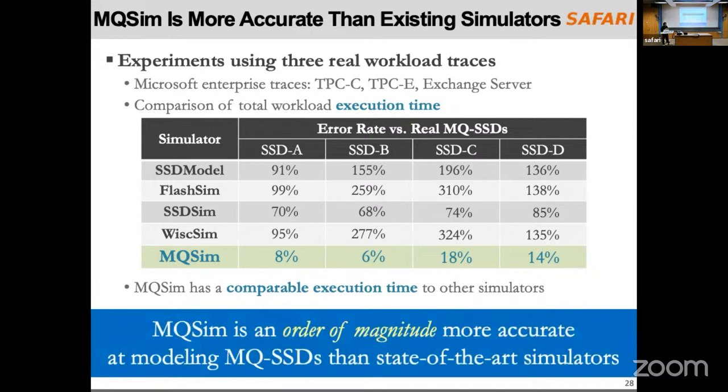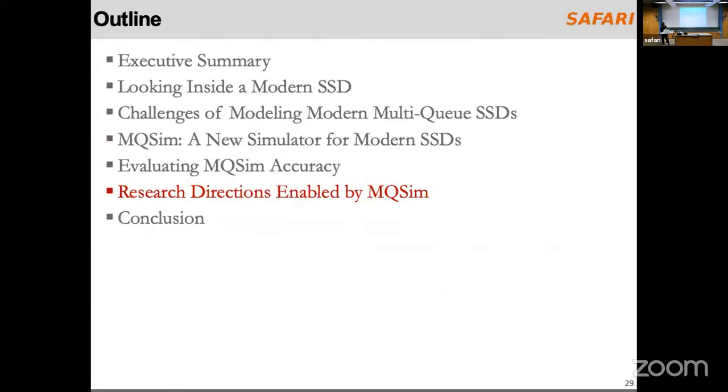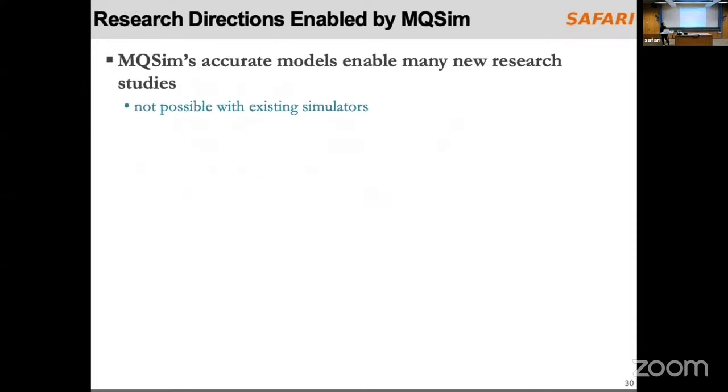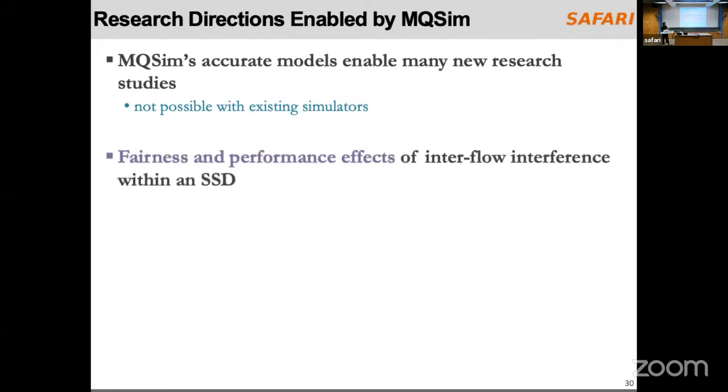So MQSim is an order of magnitude more accurate at modeling multi-queue SSDs than state-of-the-art SSD simulators. Now we'll quickly look at research directions enabled by MQSim. So we have a few more minutes. Here we basically review what MQSim does. It accurately models these multi-queue SSDs, and this can enable new research directions and studies, which is not possible with existing simulators. It can also accurately model the fairness and performance effects of interflow interference within an SSD.